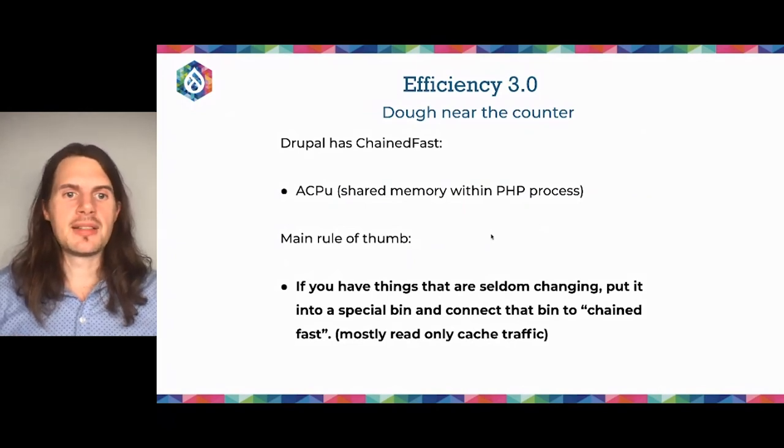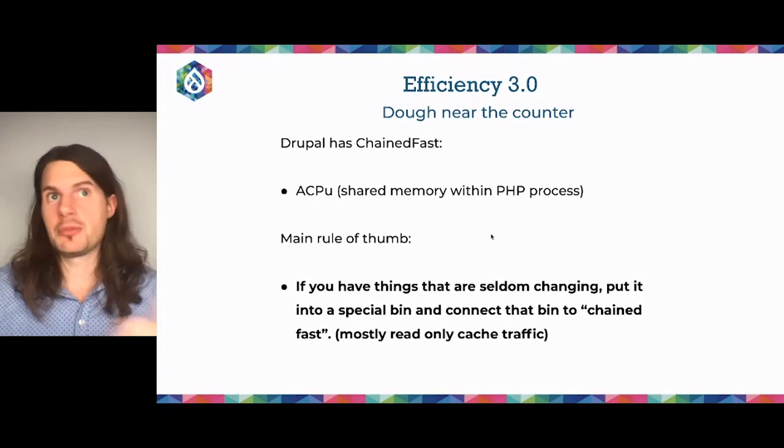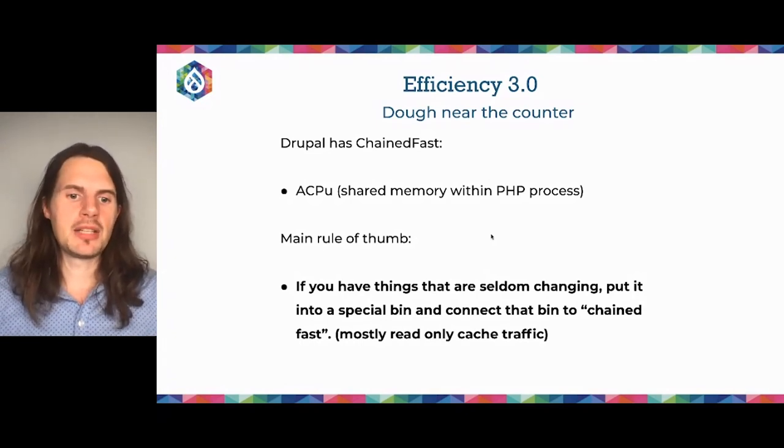And the nice thing is Drupal has ChainedFast. The main rule of thumb is, if you have things that are seldom changing, put them into a special bin, and we've seen how we create a bin, and you connect that bin to ChainedFast. That should be mostly read-only cache traffic. So if it expires a lot, don't do it.